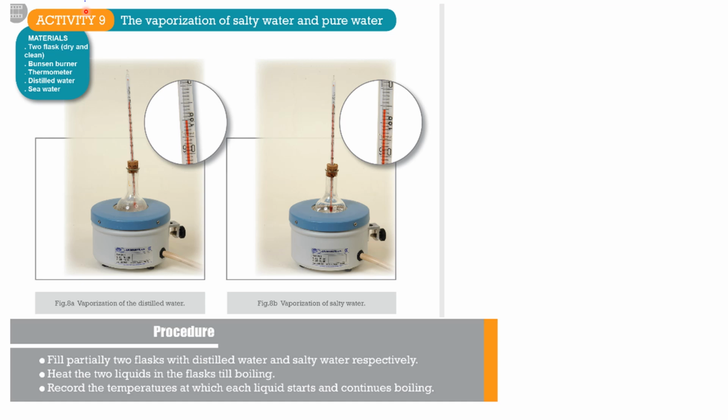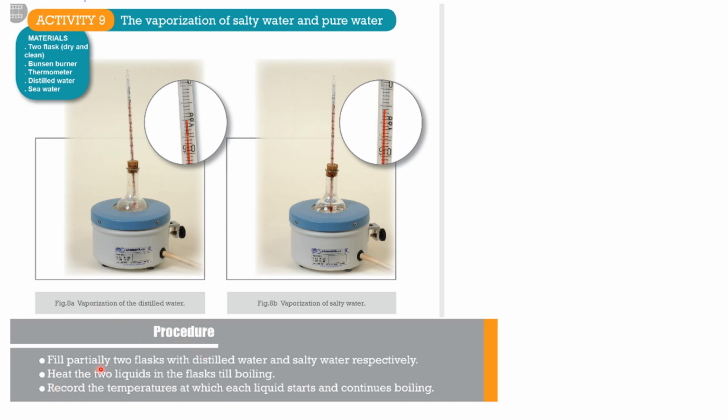Now let's move to activity 9, the vaporization of salt water and pure water. The materials used here: 2 flasks, dry and clean, Bunsen burner, thermometer, distilled water and seawater. So here we have distilled water, which is a pure substance, and we have seawater, which is a mixture. It's a mixture made up of water and salt, right?